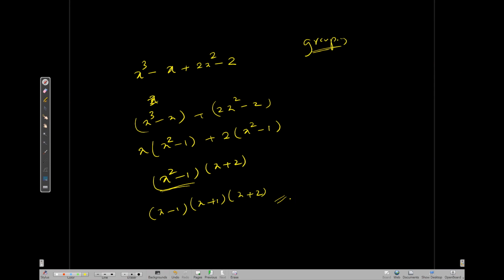Yeah, it can be a combination of all of these cases. I think that's enough number of examples for factoring trinomials. Thank you.